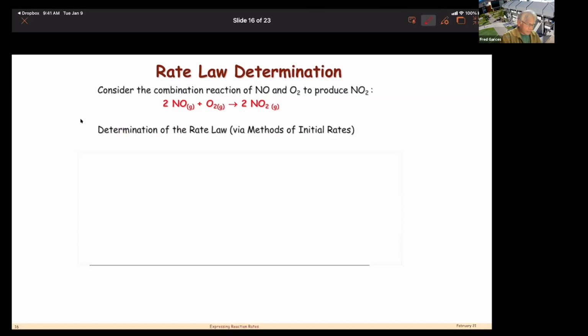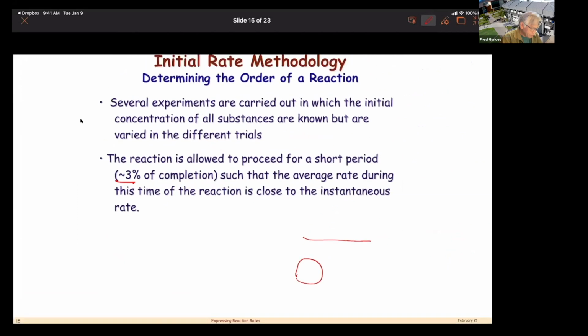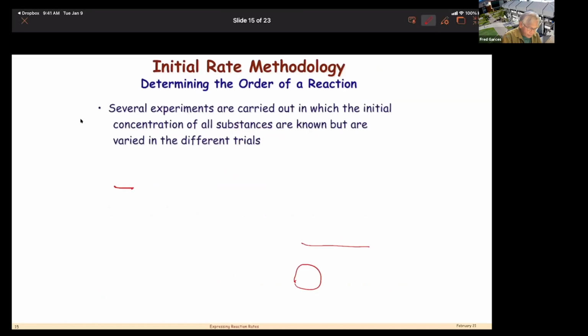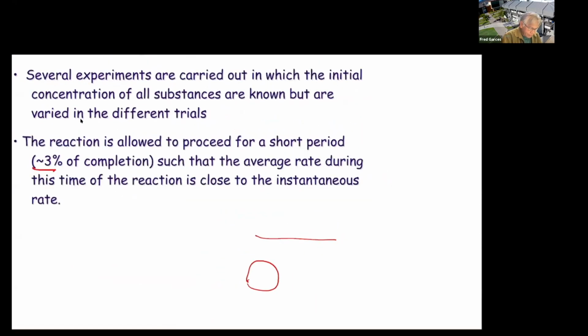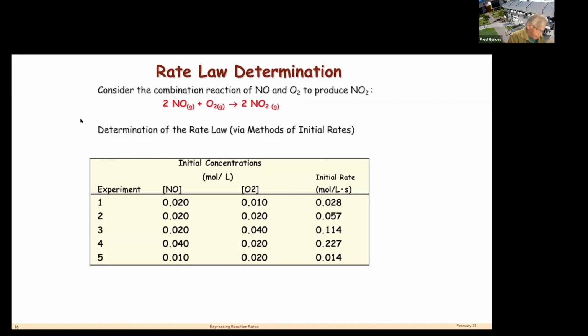So let's take a look at this. Again, in this particular case, we're looking at the reverse of this reaction right here. So we're going backwards. Okay, NO plus O2 goes to NO2. Determine the rate law via the method of initial rate. What you see right here are the 5 experiments that were completed in order to get this rate law.